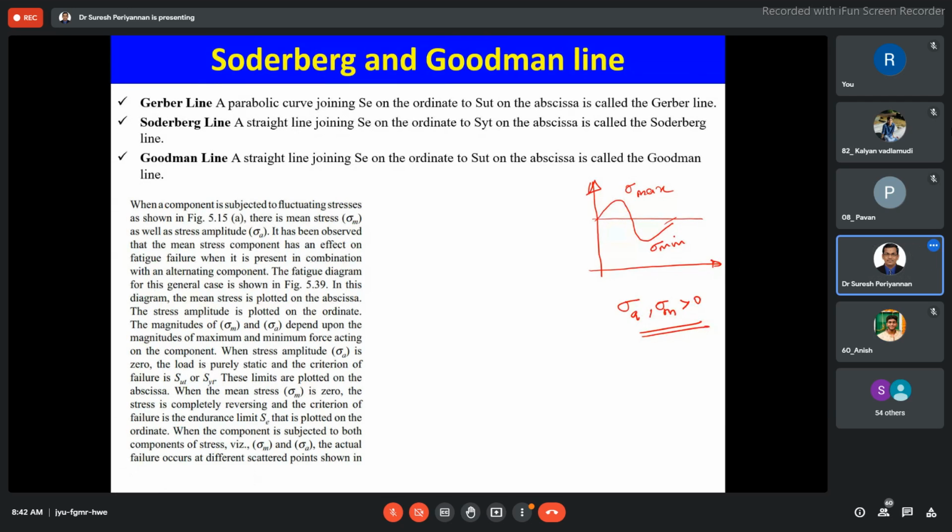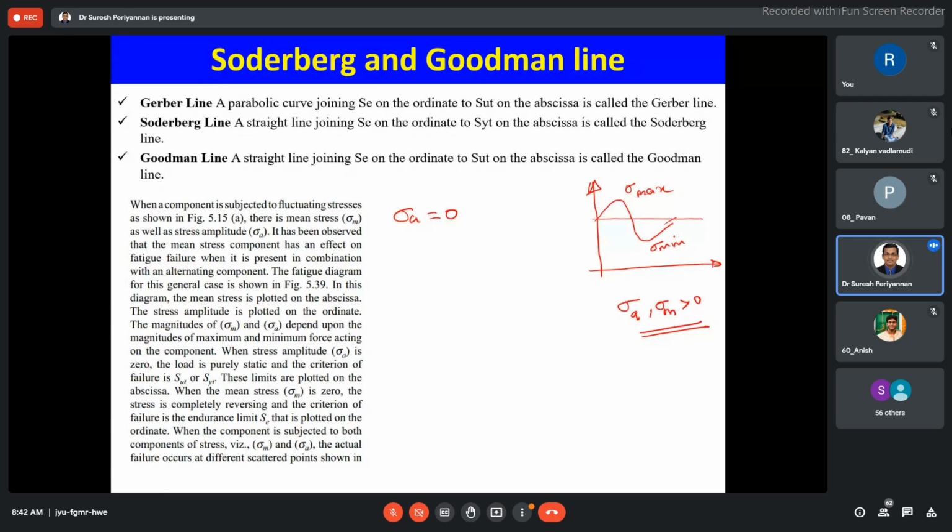But here, when sigma A is going to be 0, the magnitudes of sigma A and sigma mean depend upon the maximum and minimum force acting on the particular component. When we consider sigma A is equal to 0, that is a purely static load. Then we have to go, as usual, with our strength of materials concept, which we discussed for the static condition: component design based on SUT or SYT.